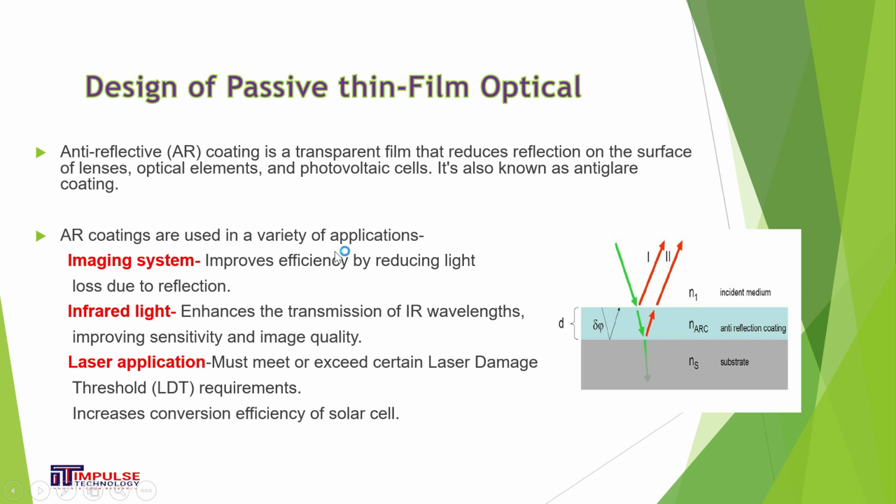Anti-reflection coatings are used for many applications: imaging systems, infrared light, and laser applications. In imaging systems, they improve efficiency by reducing light loss due to reflection, and for infrared light they enhance the transmission of higher wavelengths and improve sensitivity and image quality. In laser applications, they must meet or exceed certain laser damage threshold requirements. They are also used to increase the conversion efficiency of solar cells. So there are many uses for anti-reflection coatings. You can easily understand what I want to say here.